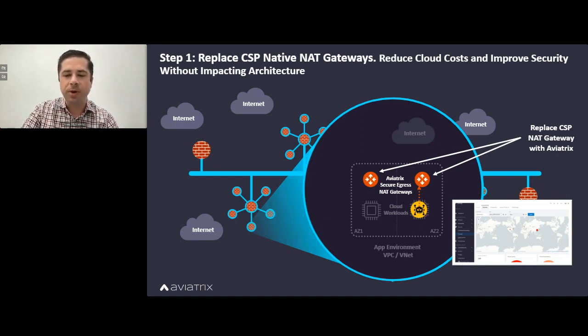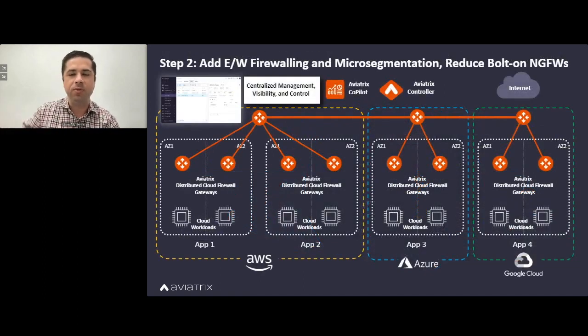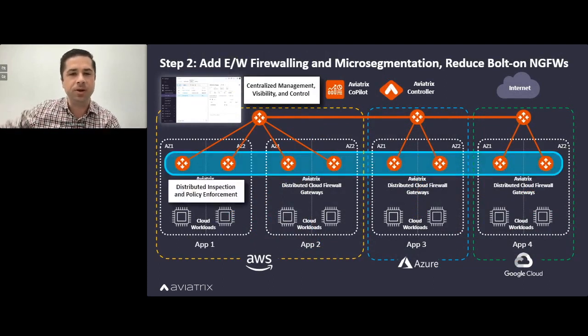Now, once we solve the perimeter problem, this is one of the most important places to look, then we can start solving that pervasive east-west security, not just for public networks, but security for private networks, pushing down further with micro-segmentation and building out a truly secure cloud network with distributed firewalling on top of that.